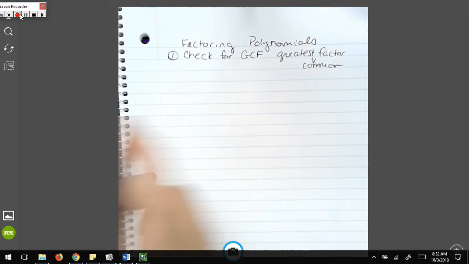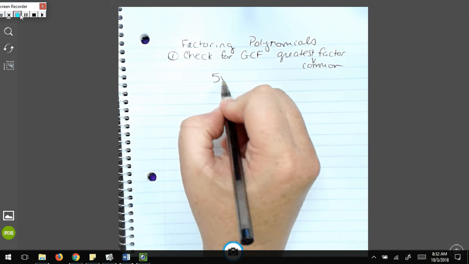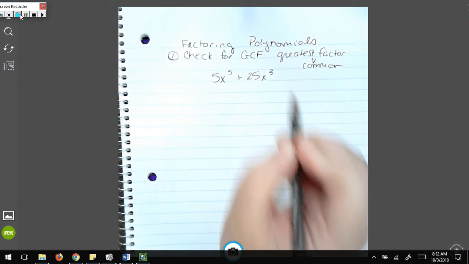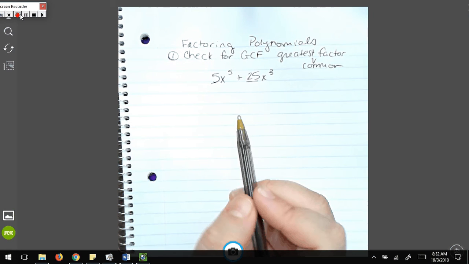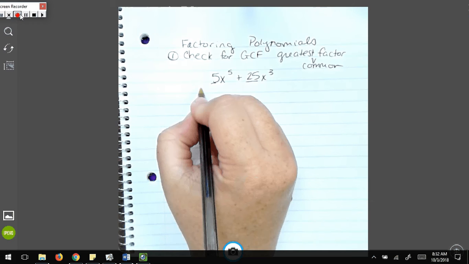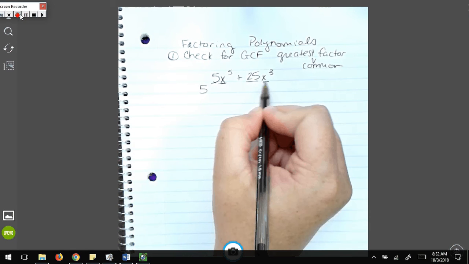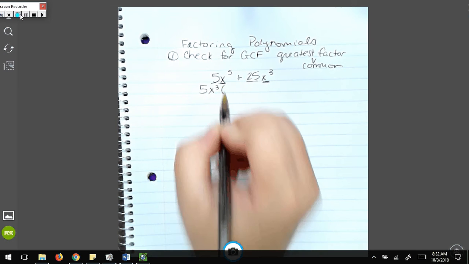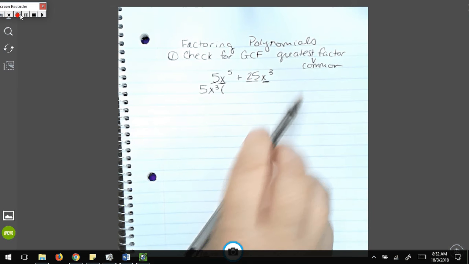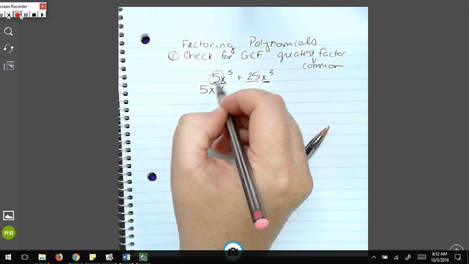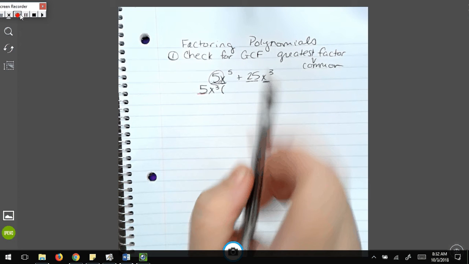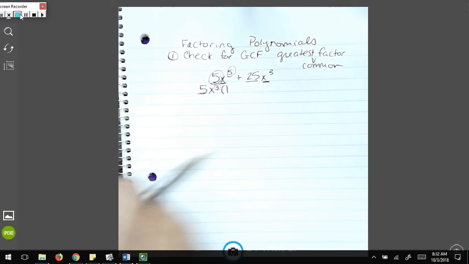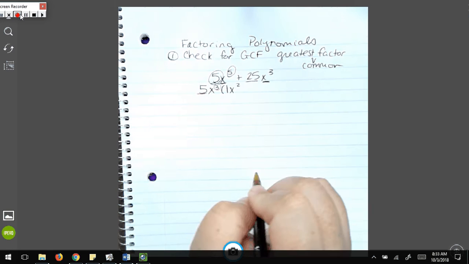So for example, if I have 5x to the 5th plus 25x cubed. The coefficients here I can both divide by 5, so I can take that 5 out. And this one has 5 x's and this one has 3 x's, so I can take out up to 3 x's. So what's left? Well, 5 divided by the 5 I took out leaves me with 1. I started with 5 x's here, but I took out 3, so that would leave me with x squared.